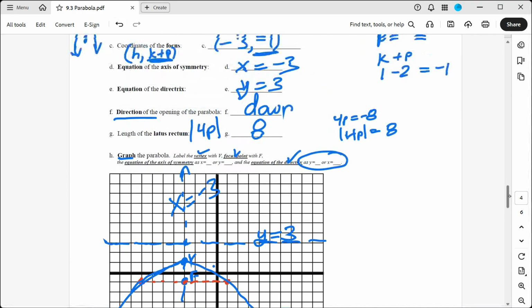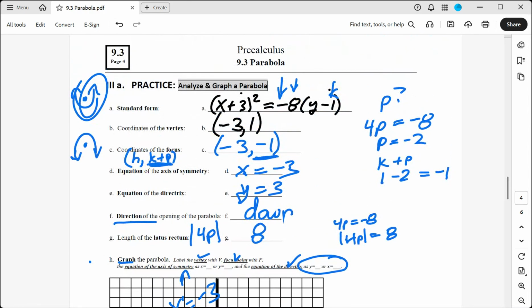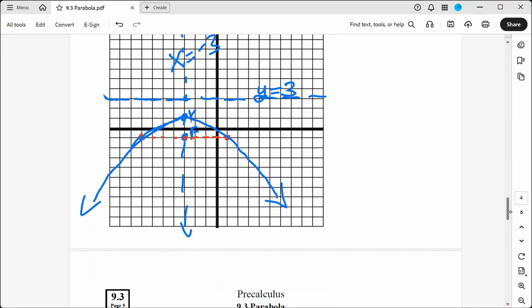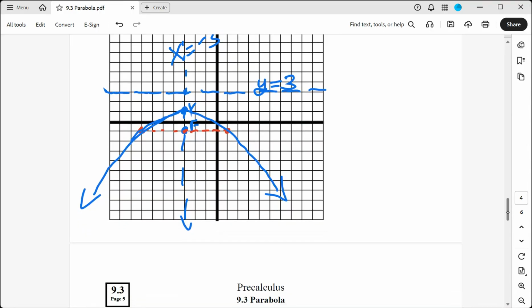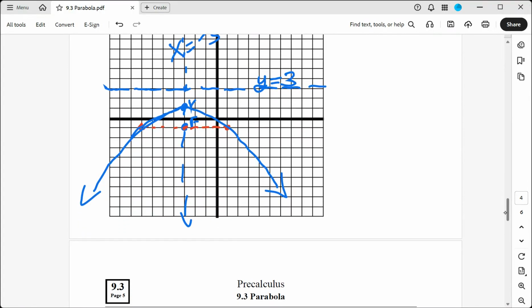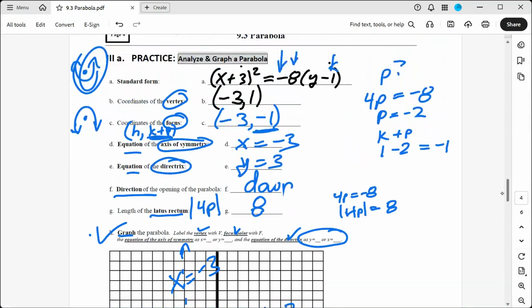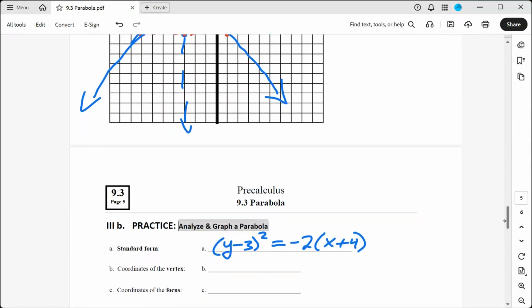And what we've done now is successfully graphed it here, and we found all this information: the vertex, the focus point, axis of symmetry and directrix, the equations of them, the direction going down, and getting the amount of the latus rectum, which allows us to graph the equation a little bit more precisely. So that's a good example there, especially going down one.